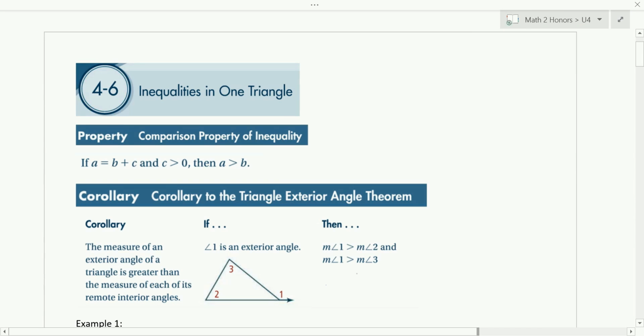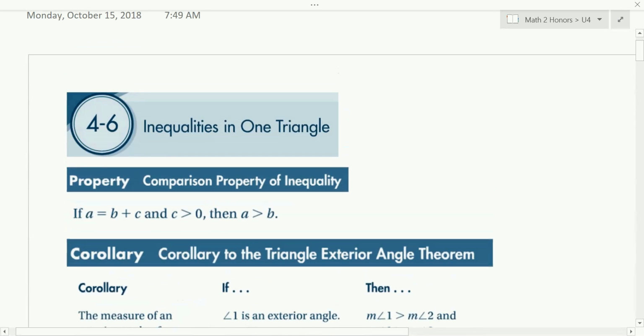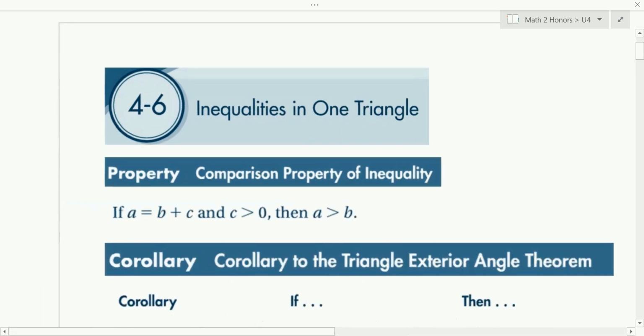Okay, so there's a property called the comparison property of inequality. It just says that if A is equal to B plus C and C is not 0, then A is got to be bigger than B. It's something that's really obvious, especially when you put numbers in here.